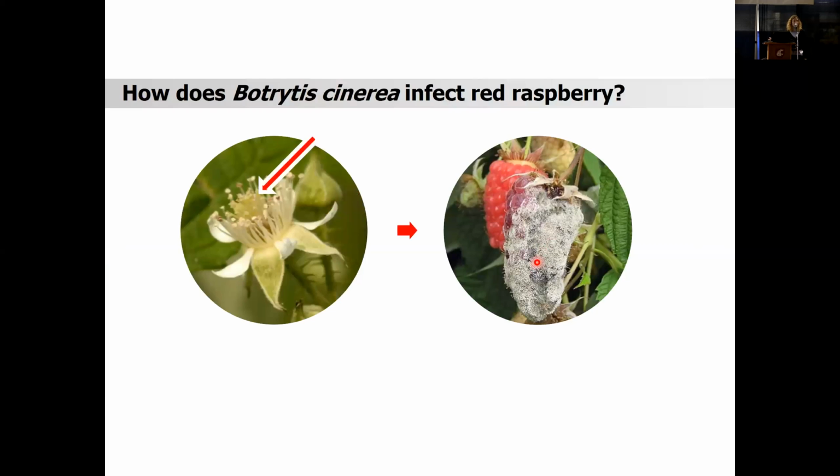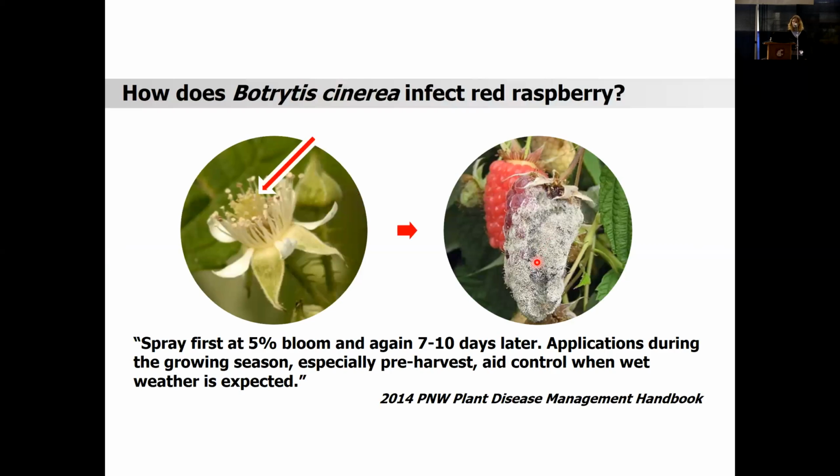And the main management strategies are fungicide applications. So for example, here is a quote from the Pacific Northwest Plant Disease Management Handbook that suggests growers start spraying when flowers just get open, around 5% bloom, and continue applications every week or once in 10 days, depending on weather, and spray throughout the growing season. Such management strategies are pretty extensive and can include from 5 to 10 fungicide applications in a 2 months growing period of raspberries.